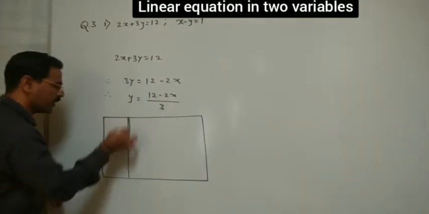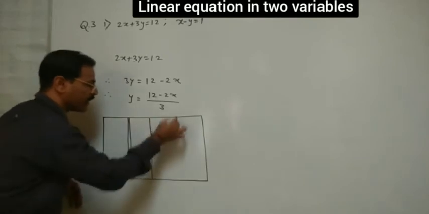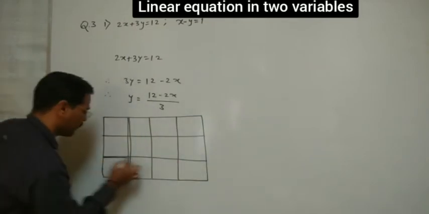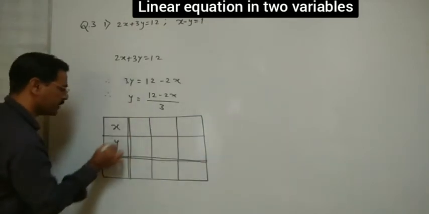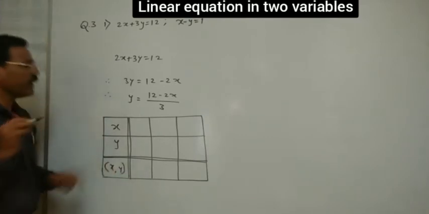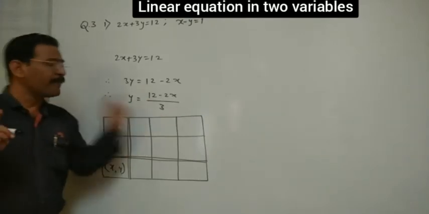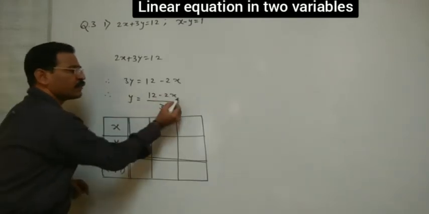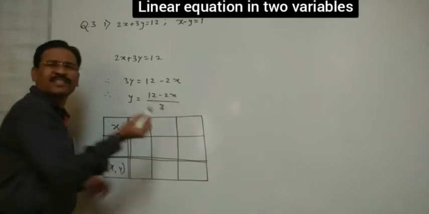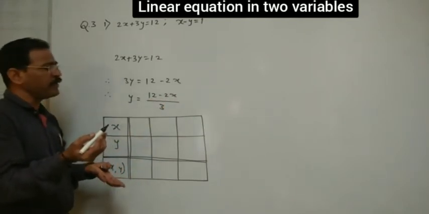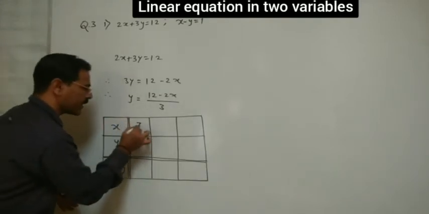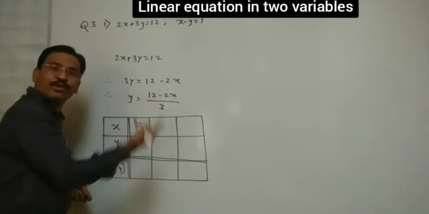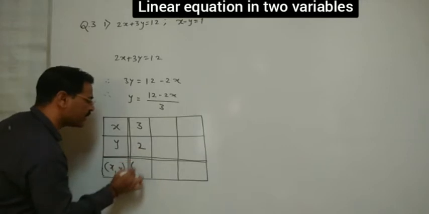It is very important, all the students very carefully try to understand. Friends, here this is x, this is y, and this is the coordinate. Now look here, which number do we have to put? Suppose I put 1: 2 ones are 2, 12 minus 2 is 10, 10 upon 3, which is not divisible. So I will put the value 3. 3 twos are 6, 12 minus 6 is 6, 6 upon 3 is 2.